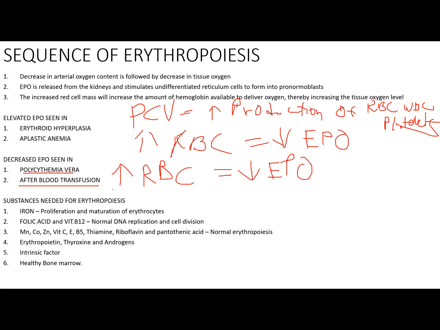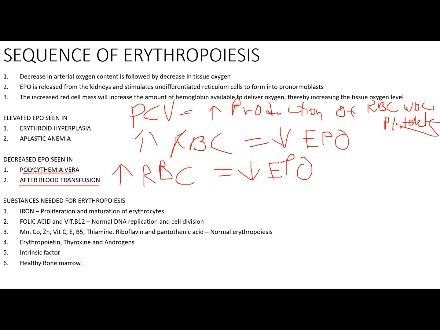Now, these are the substances, class, needed for erythropoiesis. We have number one, your iron. Your iron is responsible for the proliferation and maturation of erythrocytes. Then there's also your folic acid and your vitamin B12, which are responsible for normal DNA replication and cell division.